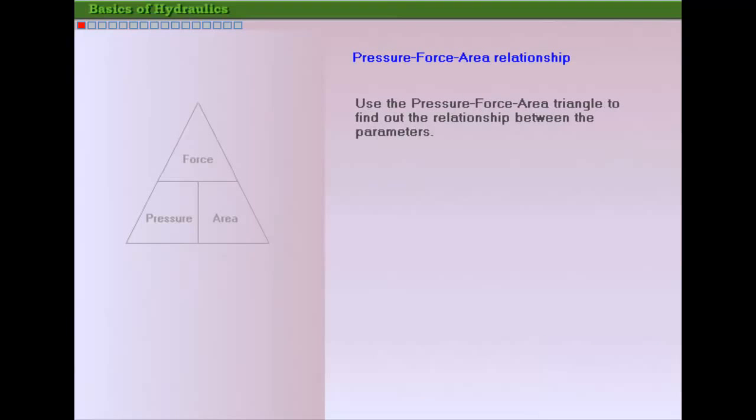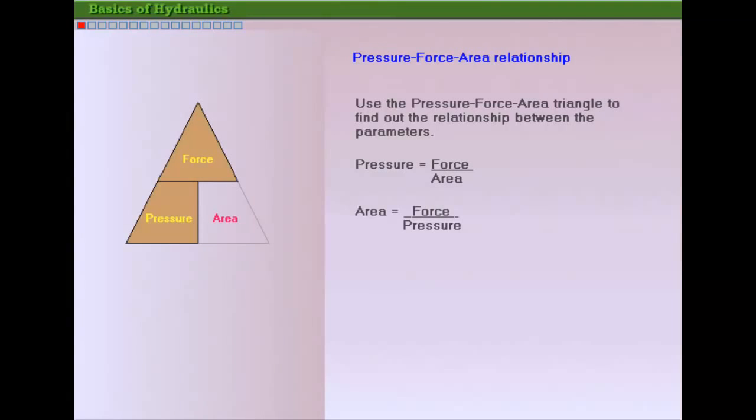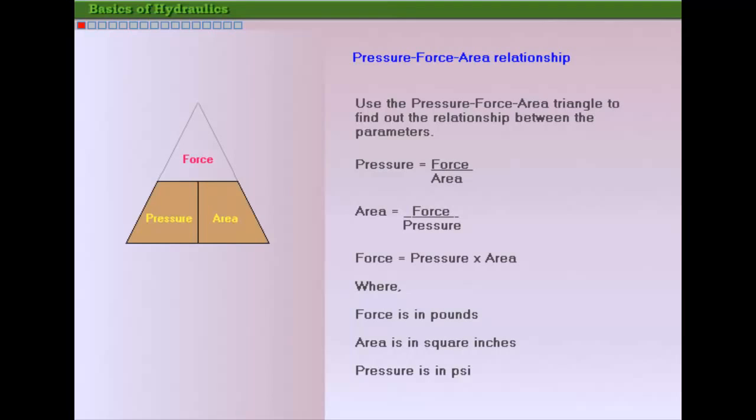Let us work out the relationship between pressure, force, and area. This can be easily understood by using the pressure-force-area triangle shown in the figure. When pressure is unknown, it is calculated as force divided by area. Similarly, when area is not known, it is calculated as force divided by pressure. When both pressure and area are known, force is equal to pressure times area.